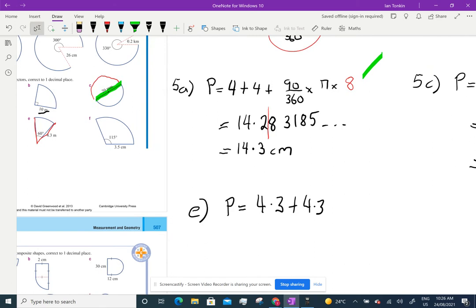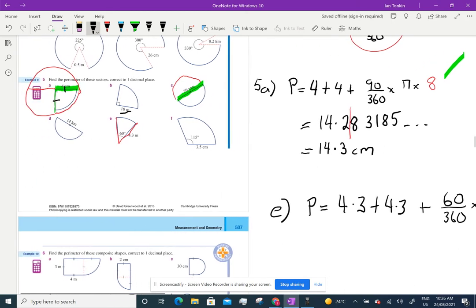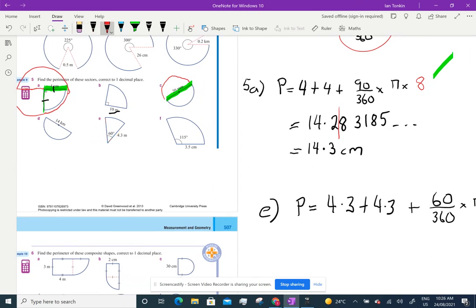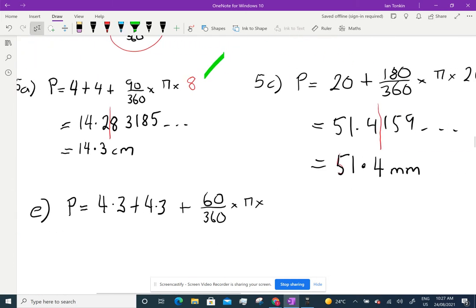Now, how much of a circle do I have? Well, I've got 60 out of 360 times pi times, now, be careful here, the diameter. Remember, the diameter is the whole way around, the whole way through. So imagine if we had the rest of the circle and that went all the way through. Oh, that'd be another 4.3. So 2 times 4.3, you can use your calculator, it's 8.6. So my diameter is 8.6. Then I just go to my calculator.